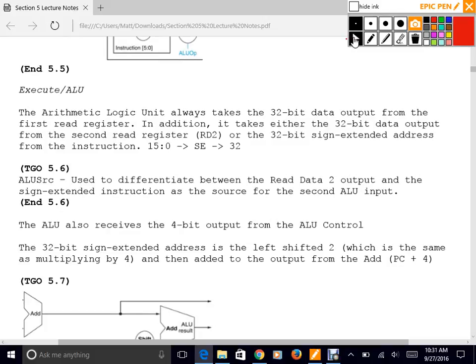And so the ALU also receives the 4-bit output from the ALU control. The inputs are the 6-bit function and the 2-bit ALU op control signal. The 32-bit sign extended address is then left shifted by 2 because of what word?